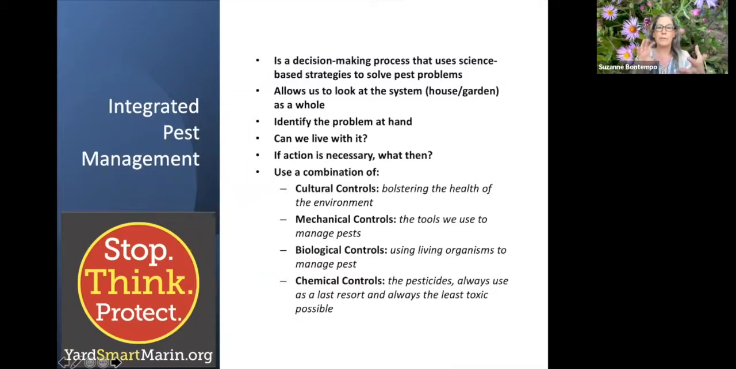And with integrated pest management, we use a combination of different types of actions. It would be cultural controls, bolstering the health of the environment, or mechanical controls, the tools we use to manage the pests, biological controls, using living organisms to manage the pest, and then chemical controls. And these are the pesticides. And we always use these as a last resort, and we always use the least toxic possible.